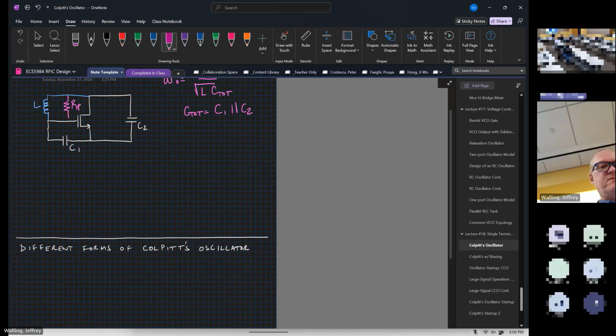All right, for our oscillator to start up, you know that negative resistance portion, minus gm over omega squared C1 C2, has to be greater than or equal to RP to overcome the tank resistance.